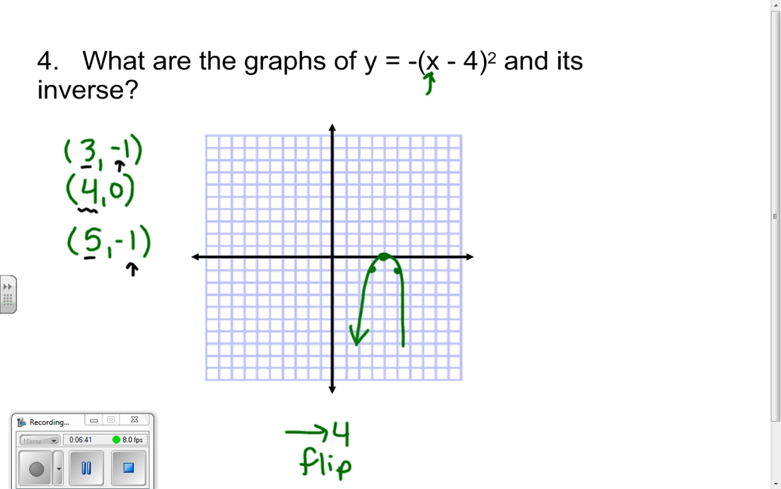This is a quadratic, a parabola that opens down. Its inverse flips the ordered pairs. Negative 1, 3, 0, 4, negative 1, 5. So negative 1, 3, 0, 4, negative 1, 5. Be careful with that. This graph ends up flipping like this.